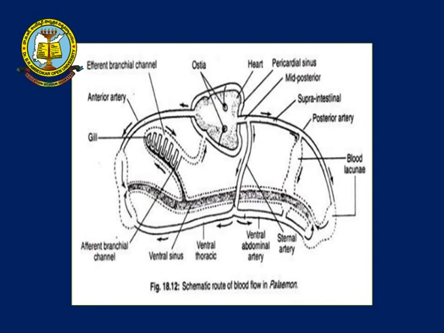So, immediately the blood moves either from the anterior artery or the posterior artery over there. On the posterior side, you can see the posterior branch, that is the mid posterior part of the artery, immediately gives rise to 2 branches. The one is a supraintestinal branch moving towards the gut region, the hindgut region of the Palaemon, and the other one is a sternal artery.